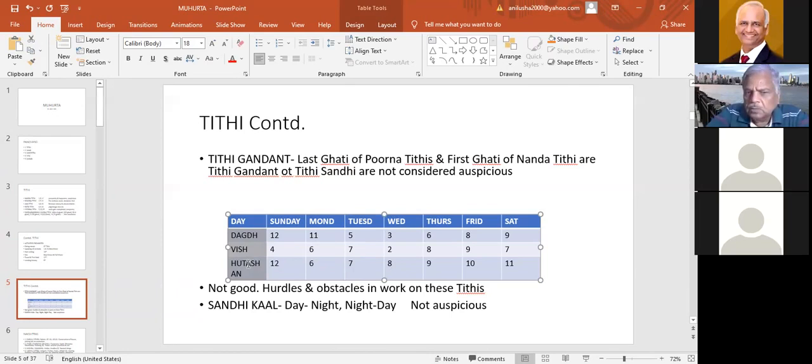Then Sandhi Kal. Sandhi Kal means the joining time of day and night, or the night and day. That is known as a Sandhi Kal. That also is to be avoided. That is also not supposed to be an auspicious time.